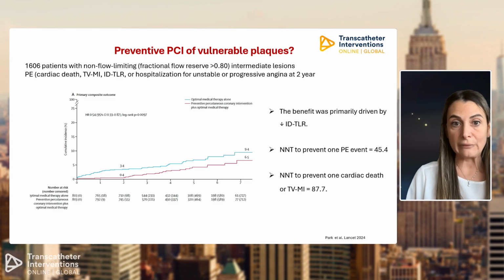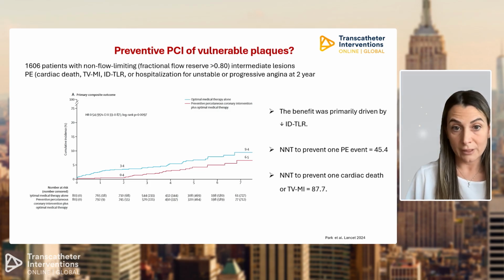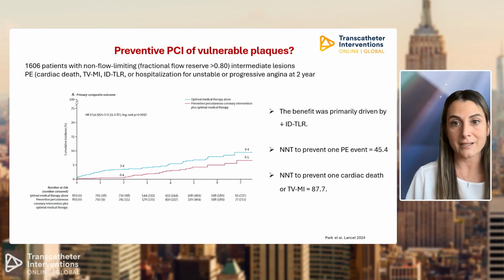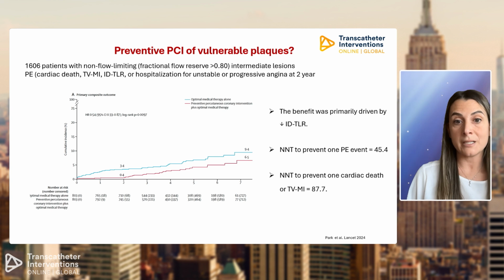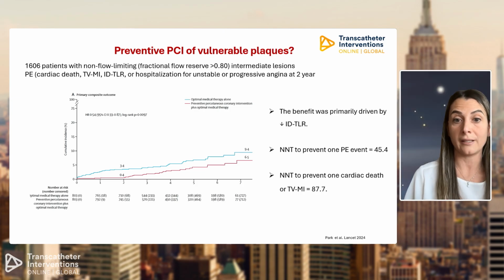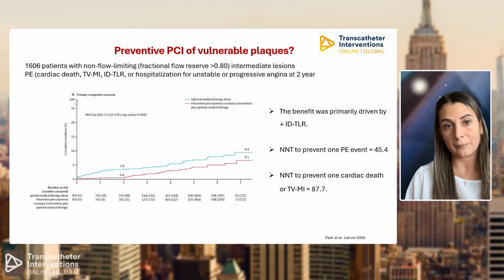Some considerations for this trial: the benefit was primarily driven by a reduction of late revascularization. So again, this is what the primary endpoint is mainly driven by. The number needed to treat to prevent one primary endpoint event was 45, particularly high. And when we look specifically at cardiac death or target vessel MI, it was even higher, 87.7.